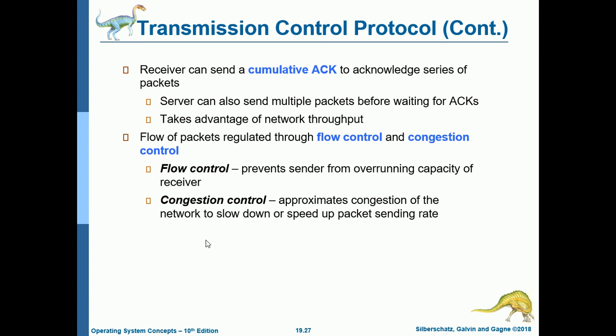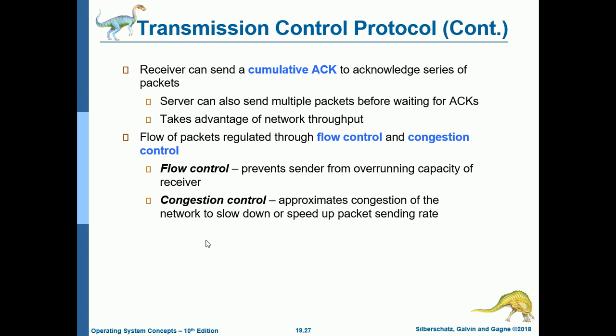So for TCP, the receiver can send a cumulative acknowledgement to acknowledge a series of packets. The server can also send multiple packets before waiting for an acknowledgement. This is also possible, and it takes advantage of the network throughput. So the flow of packets is regulated through flow control and congestion control.